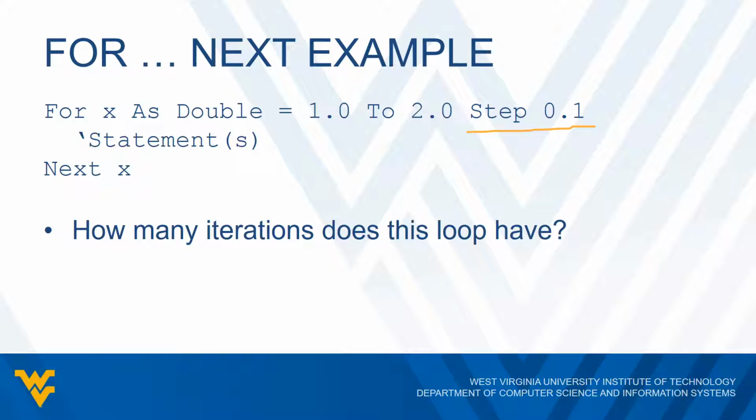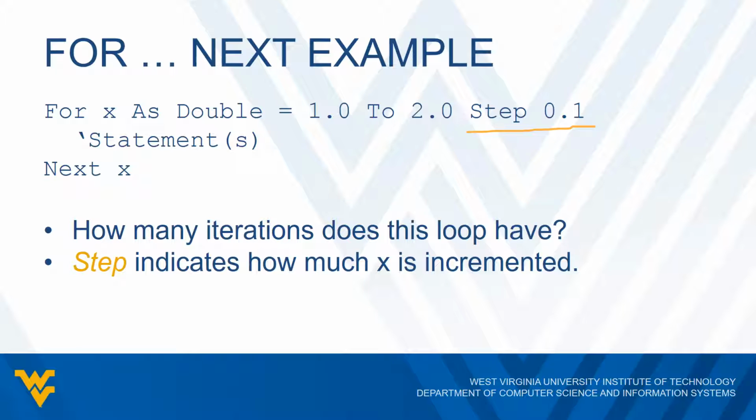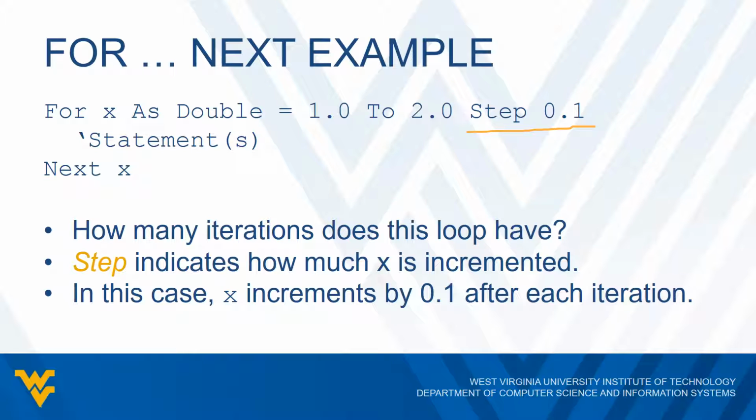In order to answer this question, we need to understand how this step part works. What we're doing here actually indicates how much x is incremented. So what this is saying is after each iteration, we're going to increment x by 0.1. This is similar to our update statement in a normal for loop. So if you remember, we'd have like for int i equals 0, i less than something, and then i plus plus. Think of the step here as being that last part of the update portion of a for loop. So we're dictating how much we're incrementing here.